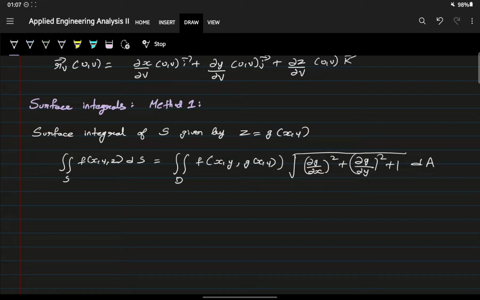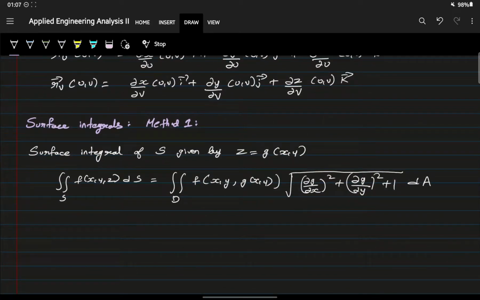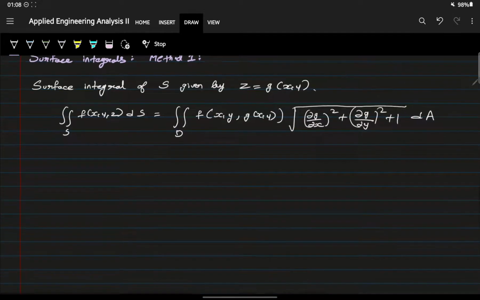In that case, we need to find the surface integral, which is given by the double integral of the function f(x, y, z). If z is given, then we can write it in this format, because we already have the function in the xy plane, so z can be represented as g(x,y), under the root of the partial derivatives of g with respect to x and with respect to y. Take the partial derivatives, square the coefficients, and then use the formula. So let us see with an example.